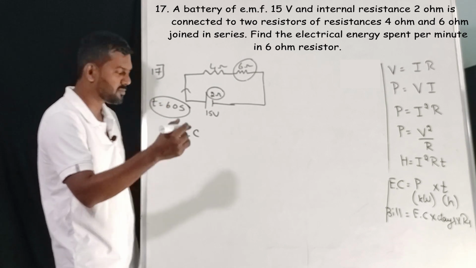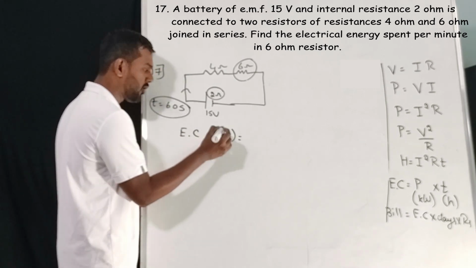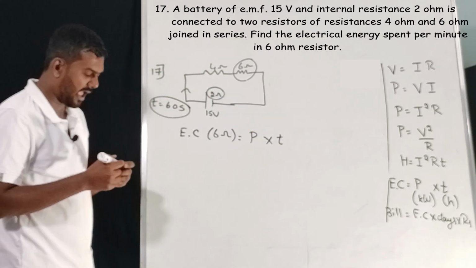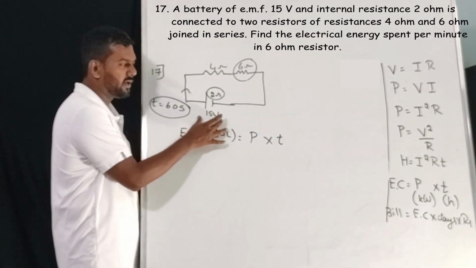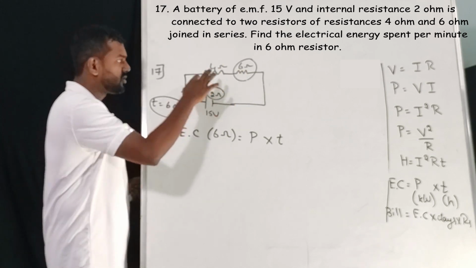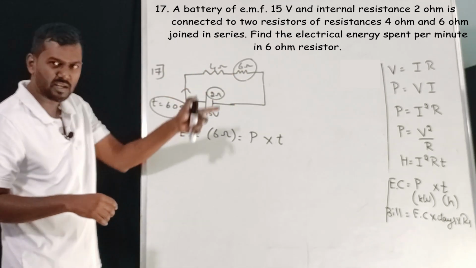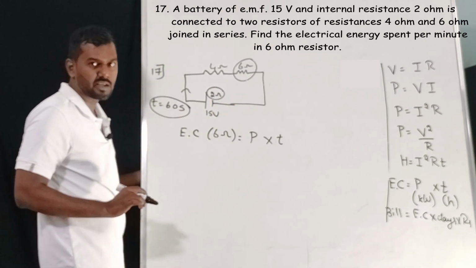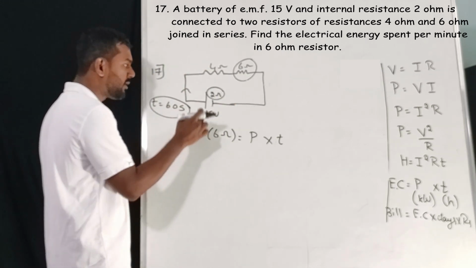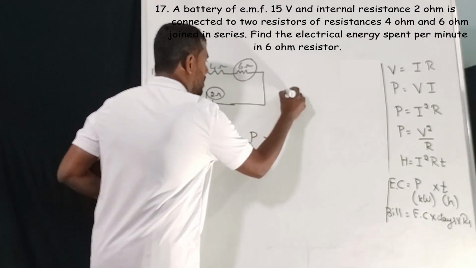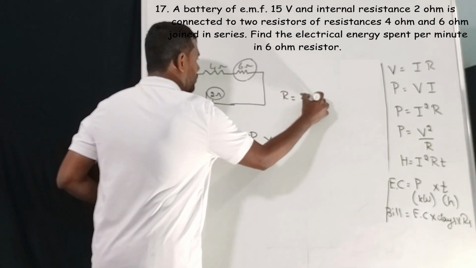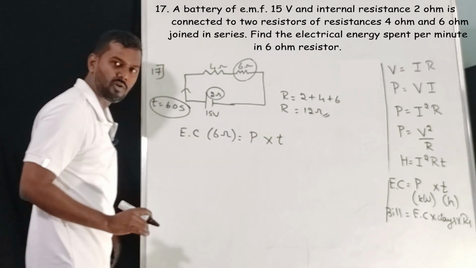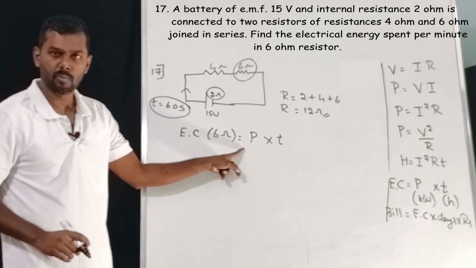Energy consumption in the 6 ohm resistance, very important. The formula goes like this: power into time. We have the complete voltage and we have resistances. First we'll find the resistance, then we'll talk about the remaining things. All the resistors are connected in series, so we have to add them, including the internal resistance. So complete resistance is 2 ohm plus 4 ohm plus 6 ohm, that will be 12 ohm. So we found resistance, we have voltage, we can easily find power.